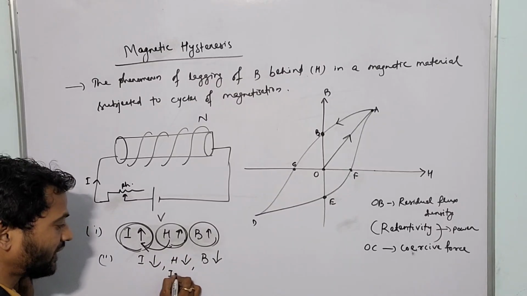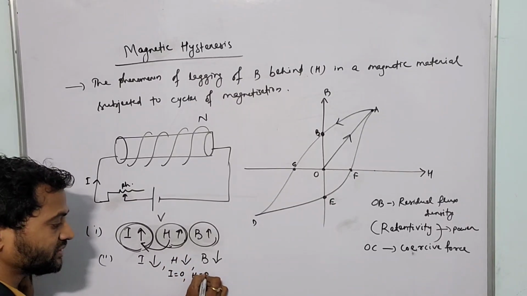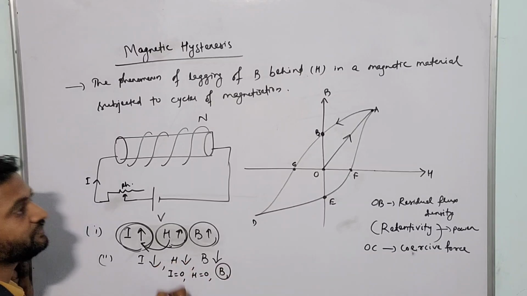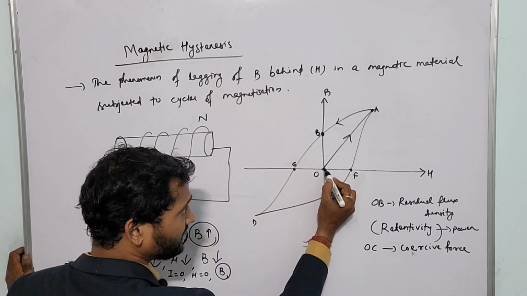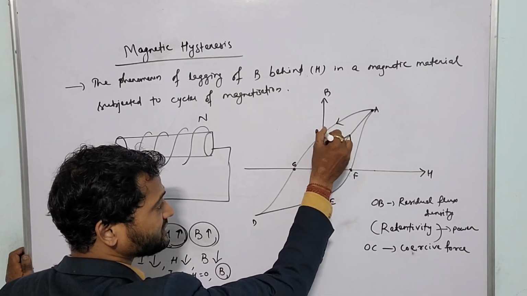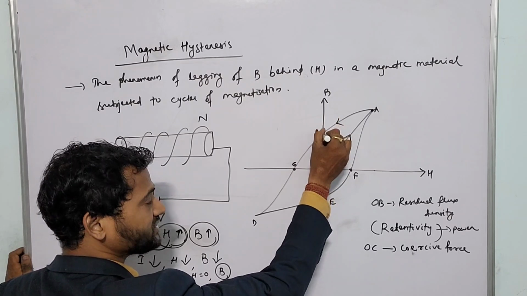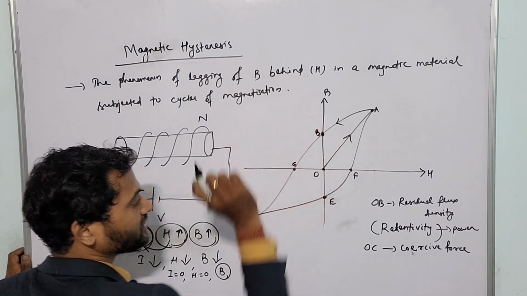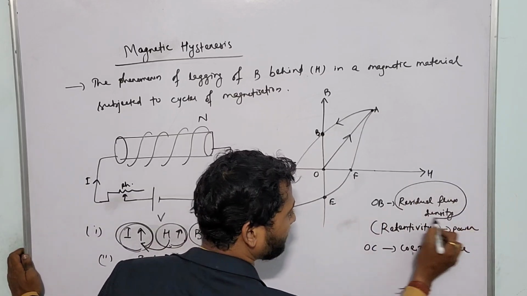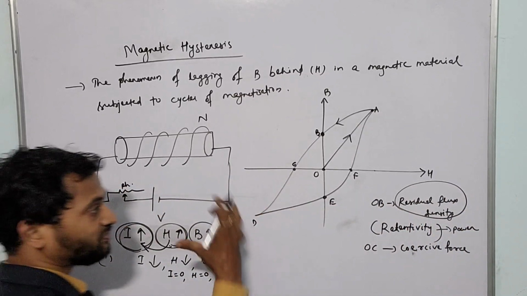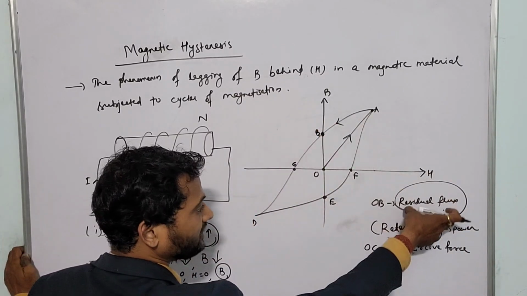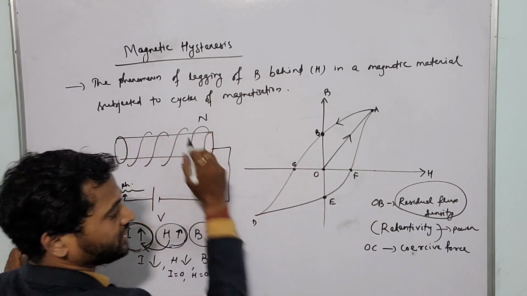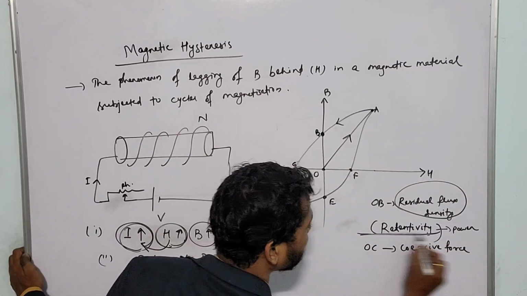At a certain point the current will be 0, meaning H will be 0, but still we have some B. Look at this point: the current is 0, H is 0, but we still have some magnetic field. That is due to the residual flux density, and the power which helps to retain that residual flux inside the core is nothing but retentivity.